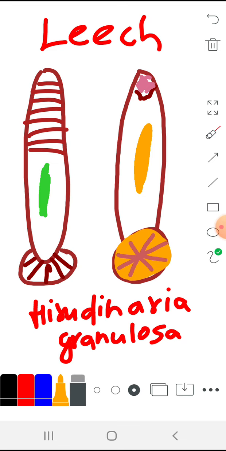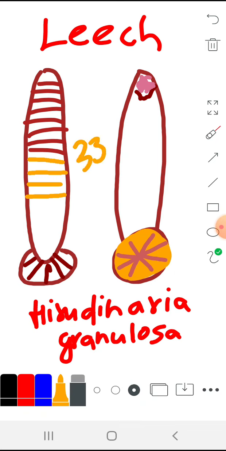This is the coloration. Then we are going to discuss segmentation. So what is segmentation? These are the parts of a body. It has a total of 33 segments. The body of the leech is metamerically divided into 33 segments, arranged one behind the other like this. Then each segment is further subdivided into rings or annuli.